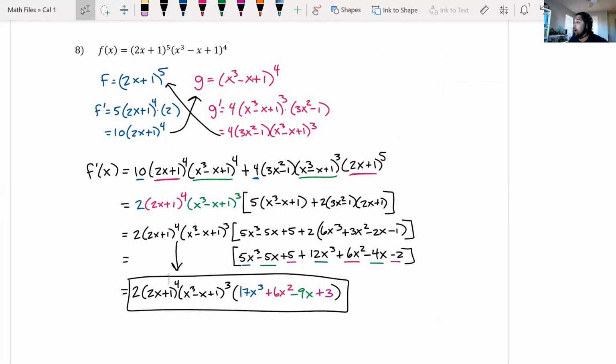There you go, guys. That is a combo. That is a product rule and a chain rule combined.